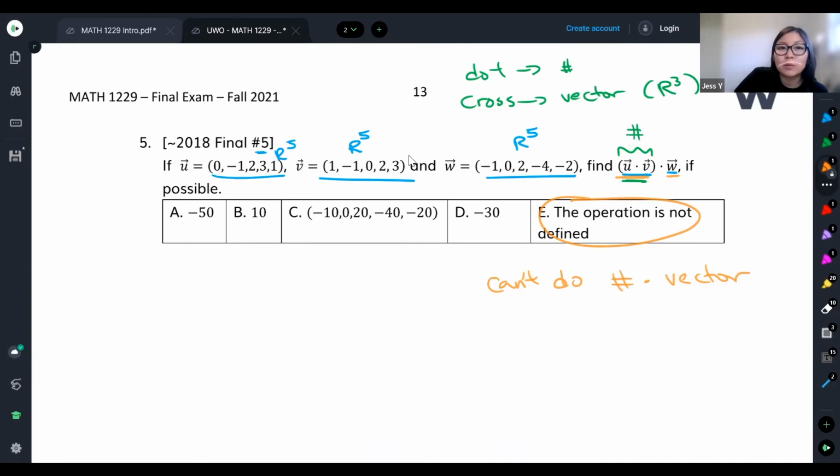In 2018, when they put this question on the exam, a lot of students actually tried to do it and they spent a lot of time on it. But instead, look at the question first, see if it's defined before you actually go ahead and do the calculations, all right? So hopefully this gives you a taste of the types of questions that they will give you on the exam.